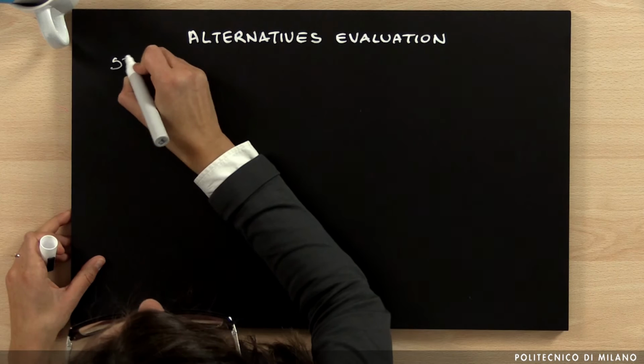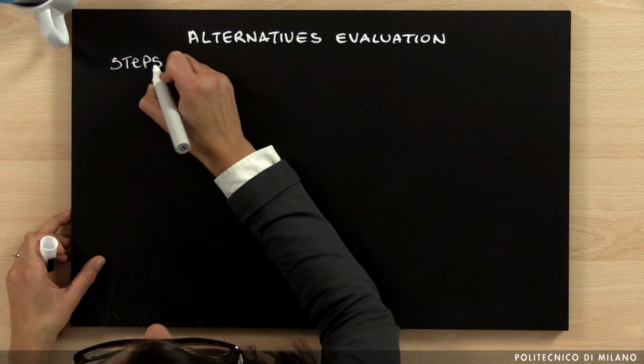Given that we are talking about evaluating different alternatives, the approach is very similar to the investment appraisal, but in this case, rather than calculating the NPV, we are calculating the net operating income with respect to our alternatives. Let's see in detail the steps for evaluating alternatives. We can identify some steps.